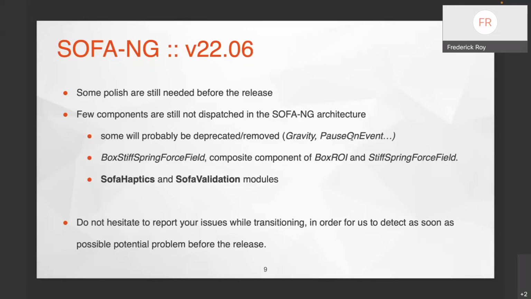And the last one is sofa haptics and sofa validation, which also need to be SOFA-energized. For sofa haptics, I guess it will be useful to do a haptic category. But for sofa validation, maybe dispatch it into existing modules. So we'll see. But this is really the last one, so it's not that difficult to do. I'm not scared about doing that.